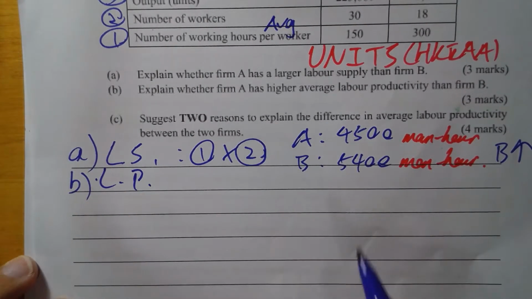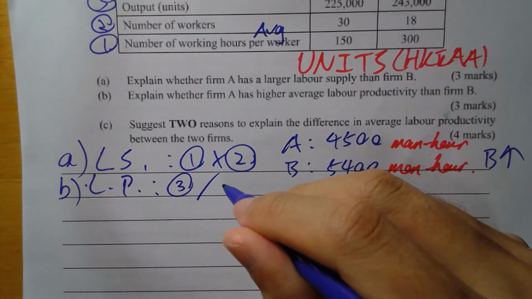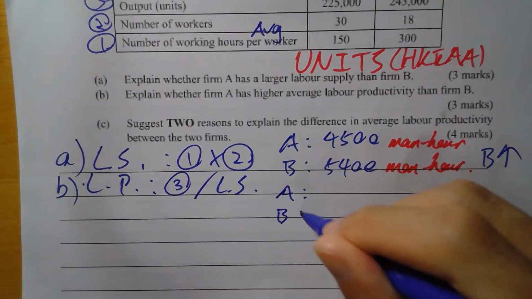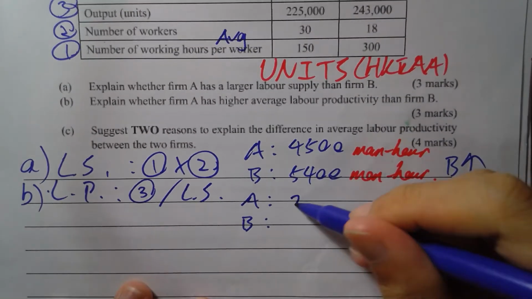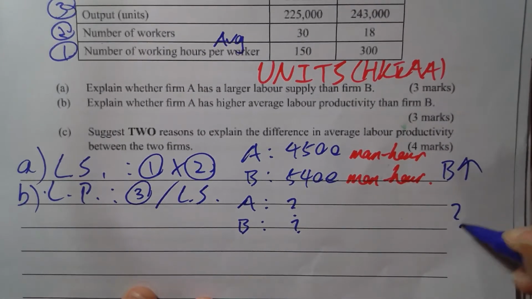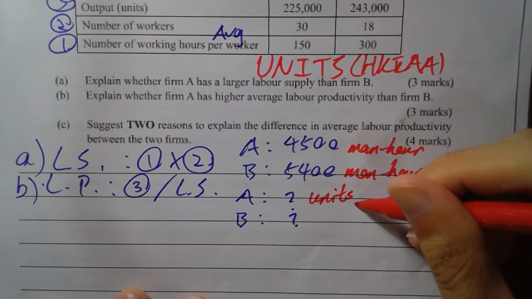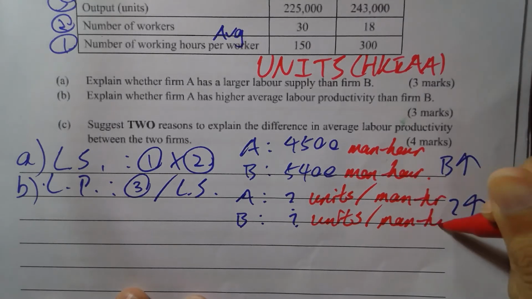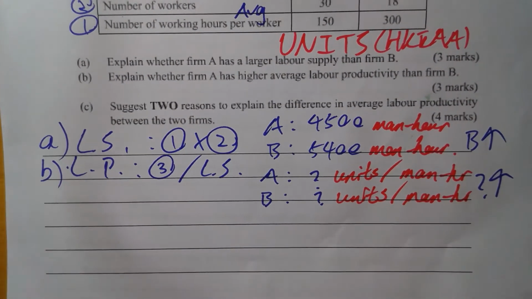By the same token, B. When we talk about labor productivity, labor productivity would be 3 divided by LS, right? So let's see. For this question, the labor productivity of A would be, I won't calculate it, I don't know. So you calculate it by yourself, okay? I don't know which one is higher. Remember the unit. It's called units per man hour. Be careful! If your unit is wrong, how can I help you?